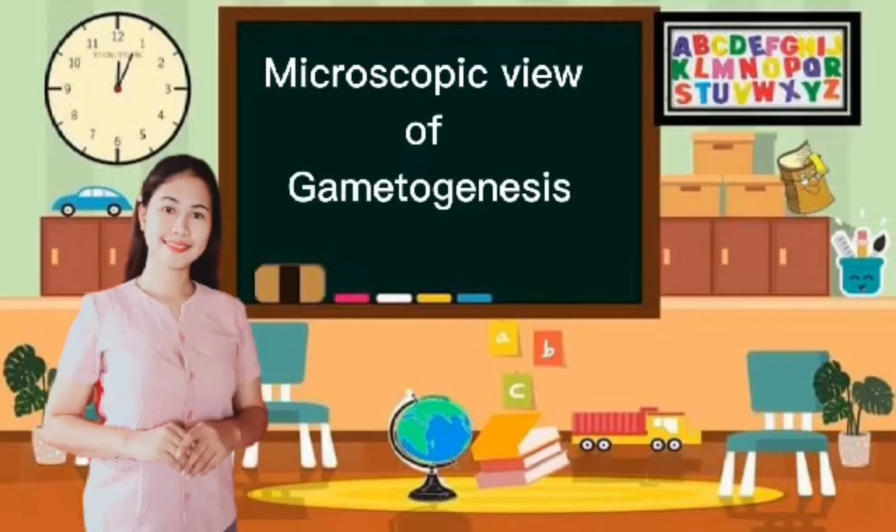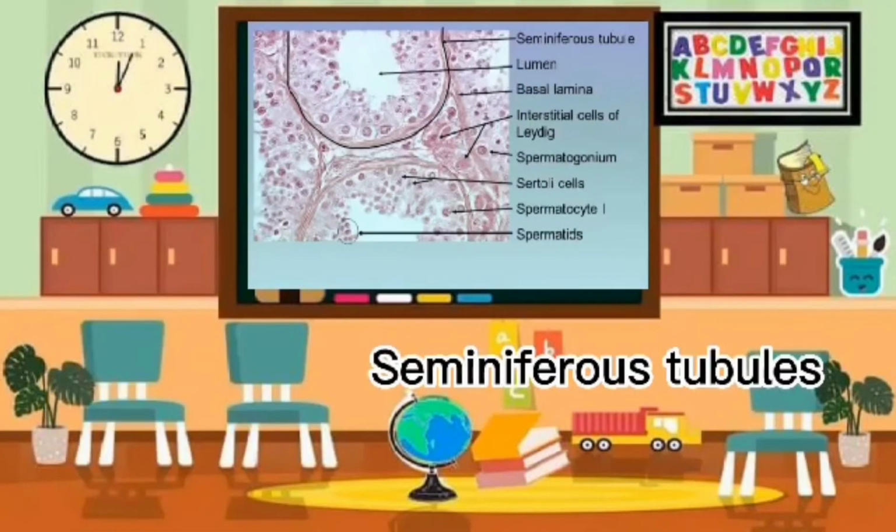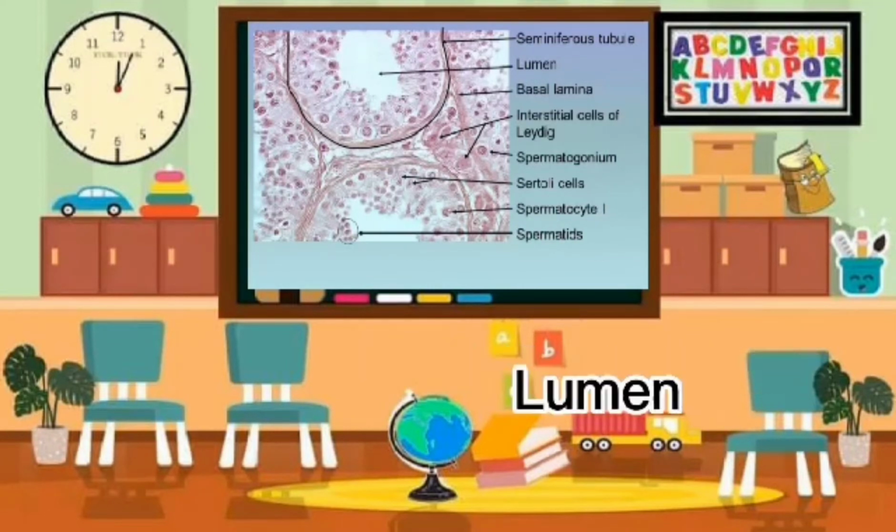Now the microscopic view of gametogenesis. First is the male gametogenesis. Seminiferous tubules are the site of spermatogenesis, where germ cells develop into spermatozoa in close interaction with Sertoli cells.